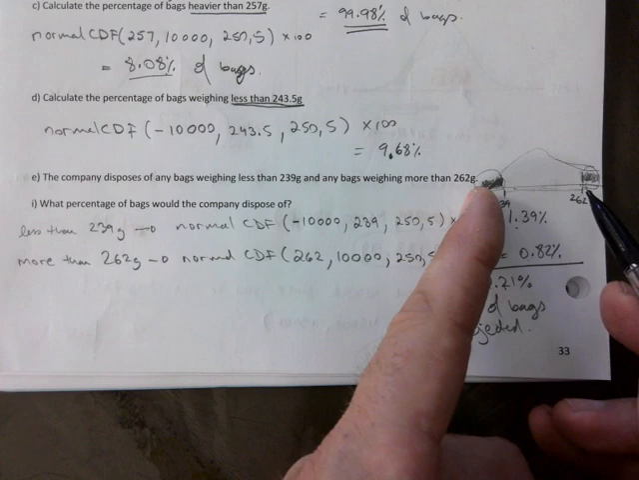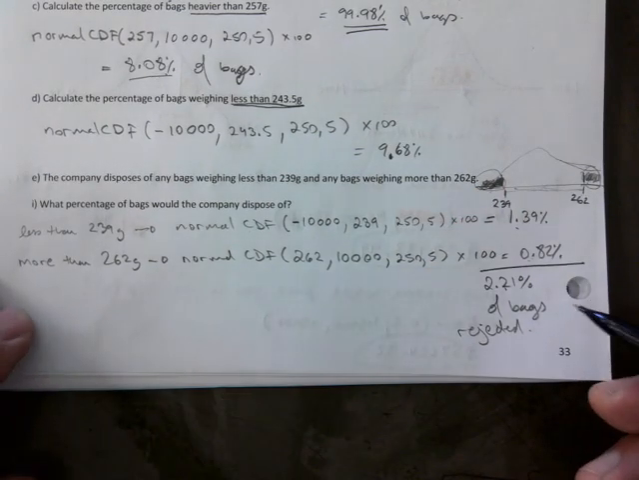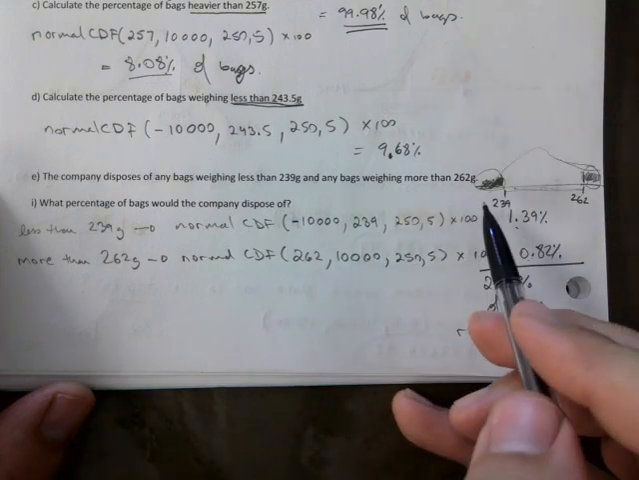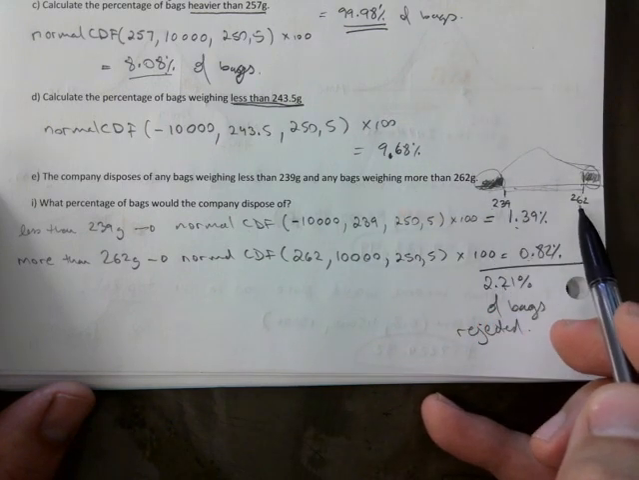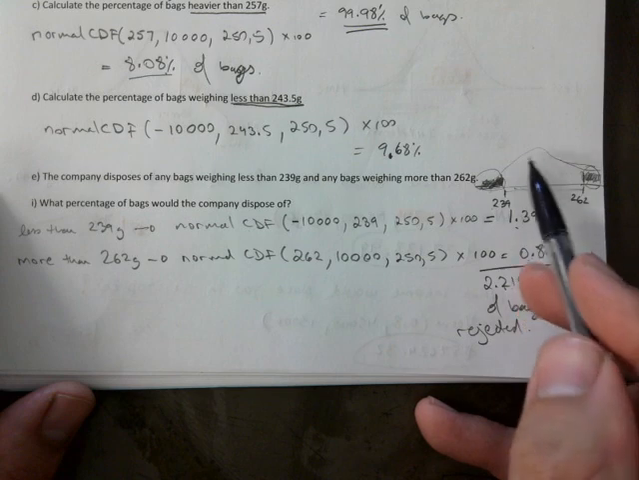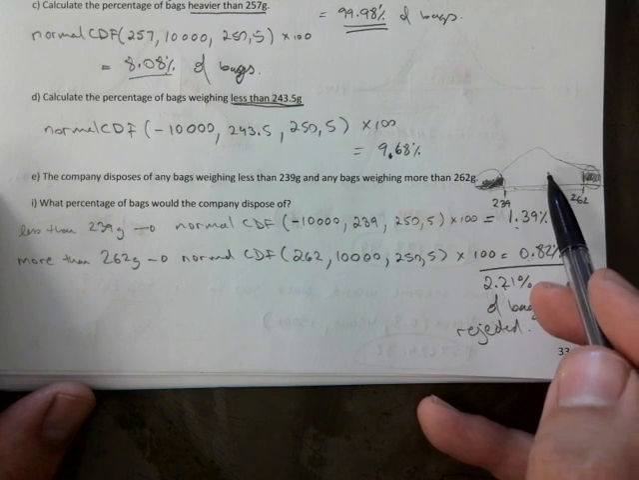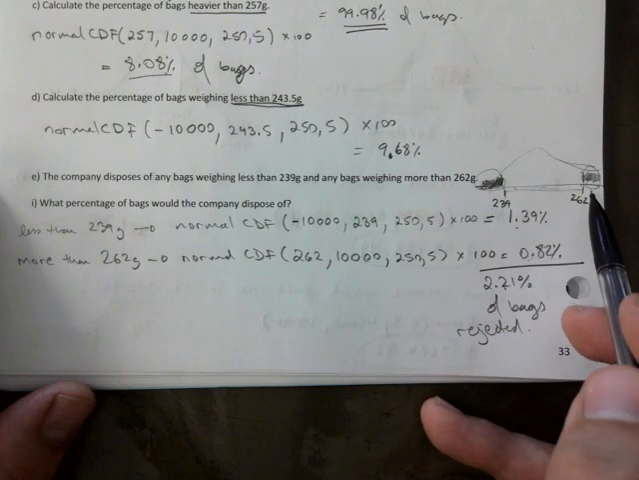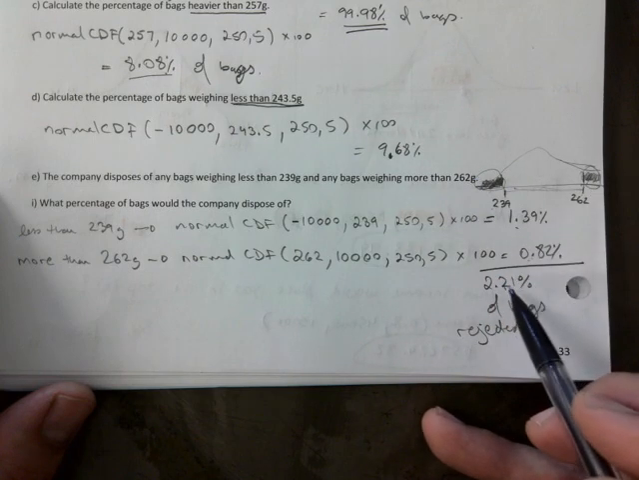I think I'm going to just leave it for now, but that's another option for you if you like to do that, okay? Normal CDF, 239 to 262, you'll figure out the percentage that make it, right? Those are the bags that make it. You take that away from 100%, you're left with this, right? So you should get this answer when you do it that way. Anyways, let's keep going.